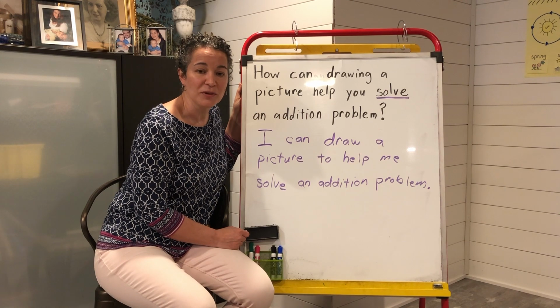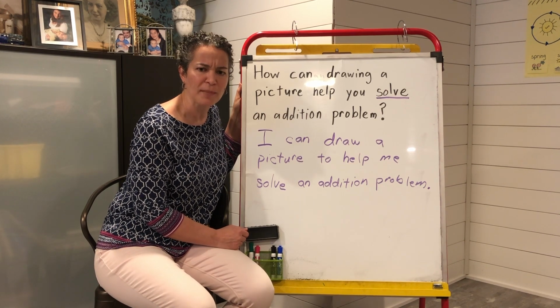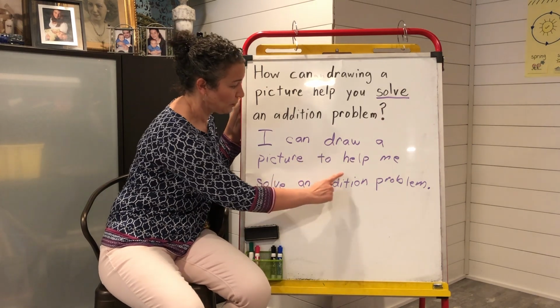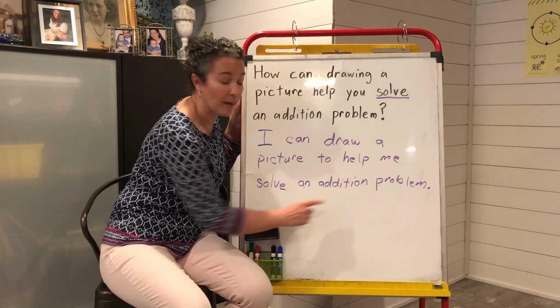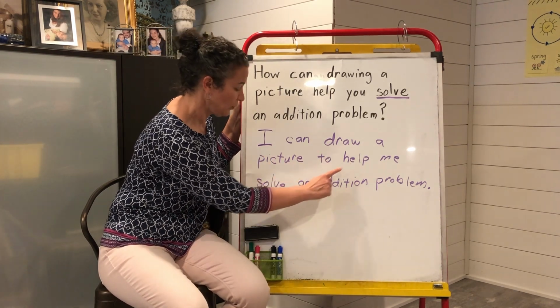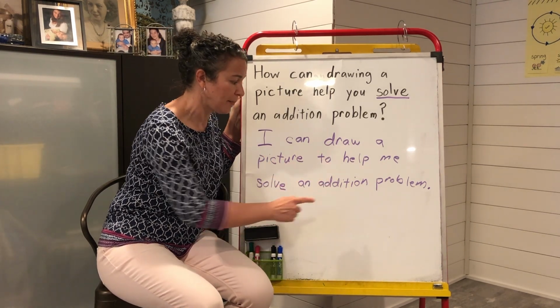All right, my friends, let me read the I can statement by myself the first time and you read it with me the second time. I can draw a picture to help me solve an addition problem. Read it with me this time. I can draw a picture to help me solve an addition problem.